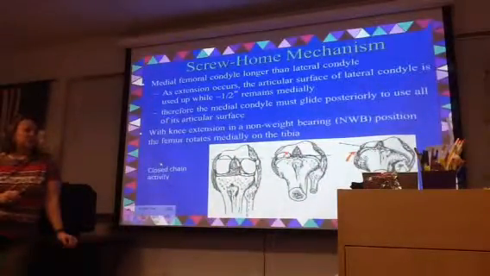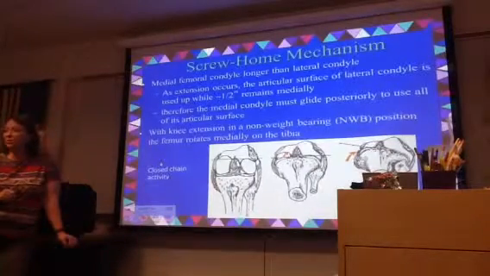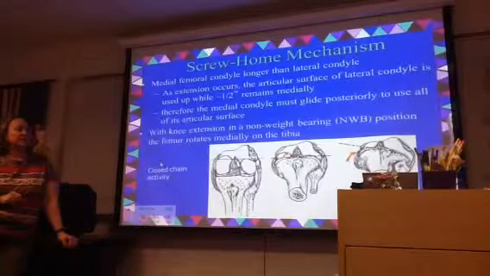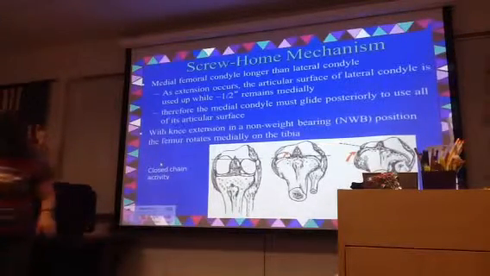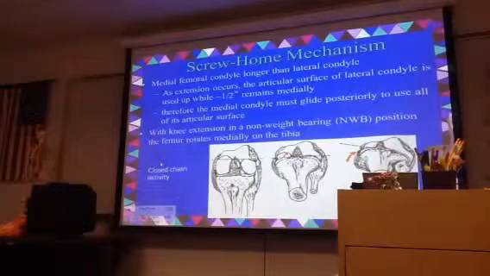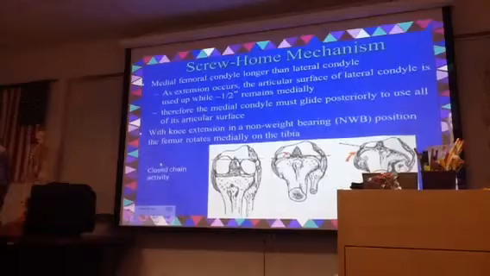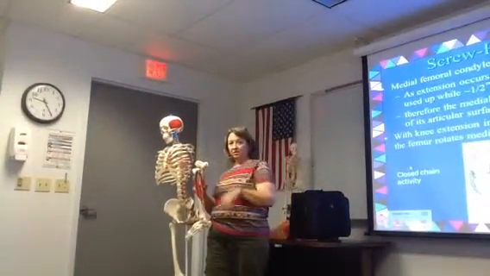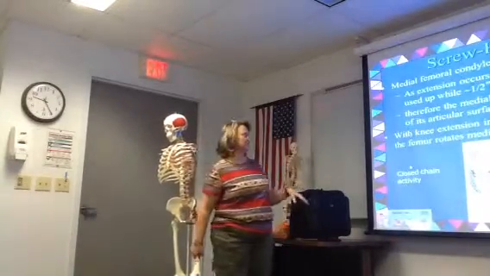Okay, so this screw home mechanism is a way to describe those arthrokinematics. Okay, so the medial femoral condyle is a little bit longer than the lateral femoral condyle. So if we look at a femur, if I hold this up, I don't know if you can see, this is a little bigger. The medial one is a little bit bigger than the lateral one. Okay? So that's part of where some of this comes from.